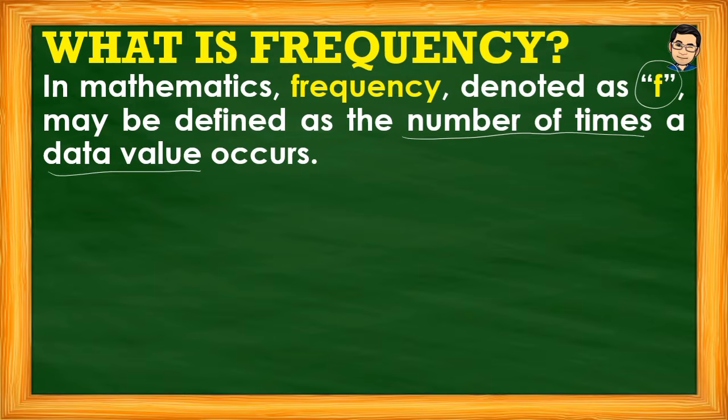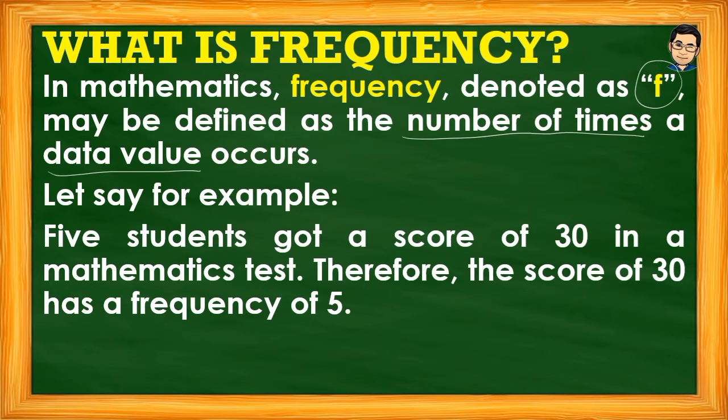Okay. For example, 5 students got a score of 30 in a mathematics test. Therefore, the score of 30 has a frequency of 5. Okay, so yung example natin, there are 5 students, 5 ang estudyante na nakakuha ng score na 30 dun sa test sa math. Kaya, ibig sabihin, kapag frequency, hanapin natin ang frequency, ang sagot po dun is 5. So, yung score na 30, ilan ang nakakuha na estudyante doon? That is 5. Kaya yung frequency is 5.